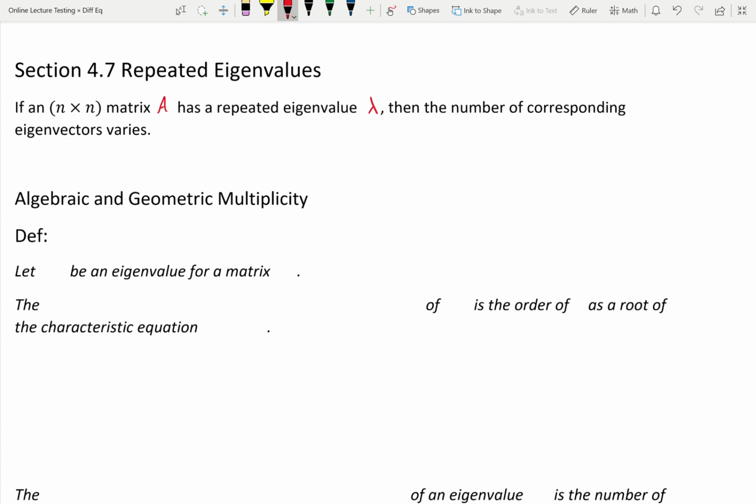What we need to look at is what we call the algebraic and the geometric multiplicity. Algebraic is pretty straightforward on what it means. The geometric property comes in when we're talking about the eigenvectors themselves. So let's get over with these definitions so we can see what we're talking about. First of all, we're going to let lambda be an eigenvalue for some matrix A.